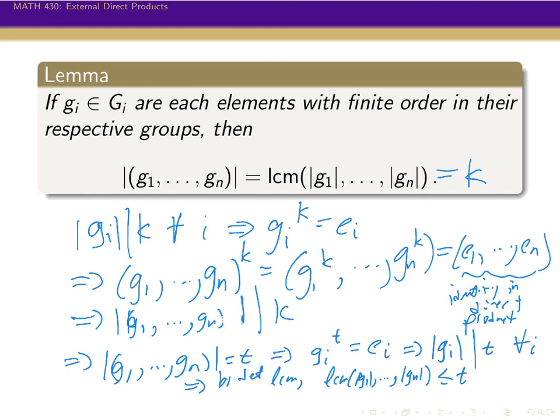And so on the one hand, we have that the order divides the LCM. On the other hand, we have that the LCM is less than or equal to the order. Putting these two together, the only possibility for both those things to be true is if the two are equal.